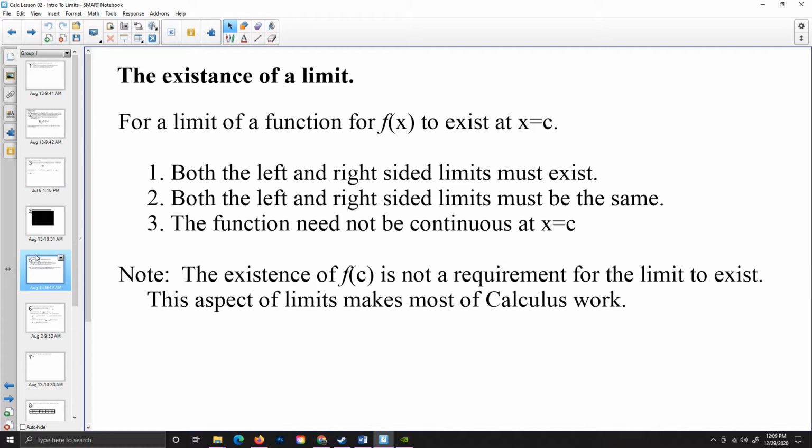2, both the left and the right sided limits must be the same. 3, the function need not be continuous at x equals c. Note, the existence of f of c is not a requirement for the limit to exist. This aspect of limits makes most of calculus work.